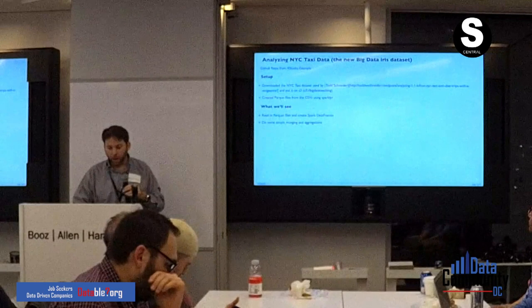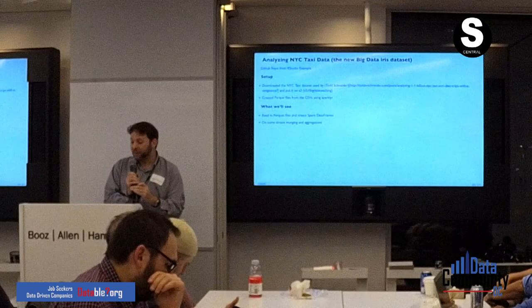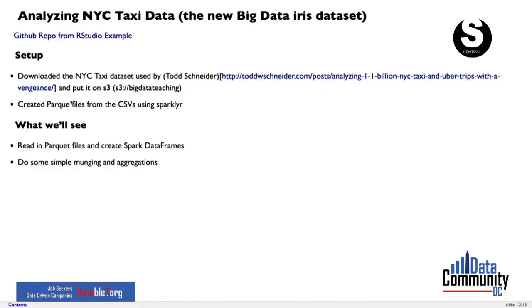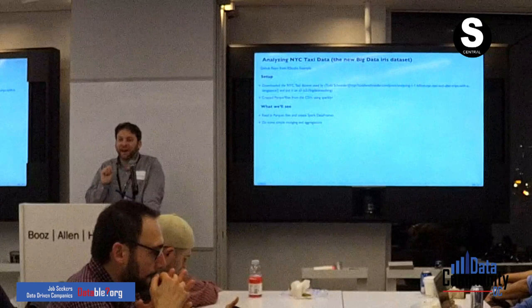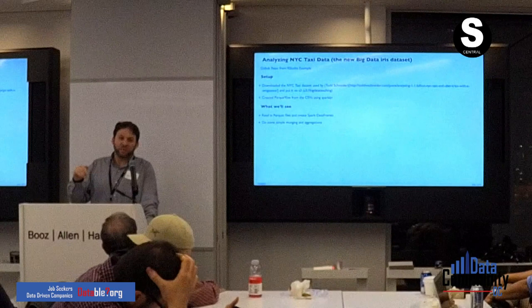Now I'm going to show a little bit about it, a little mini demo. Who has heard about the New York City taxi dataset? Okay. I call that the new big data iris dataset. You know how iris is used for every single example? Then from iris, it went to the flights dataset. Now it's the New York City taxi dataset.